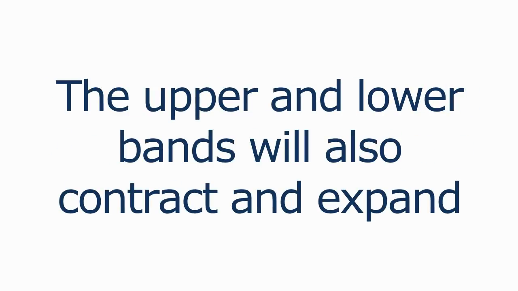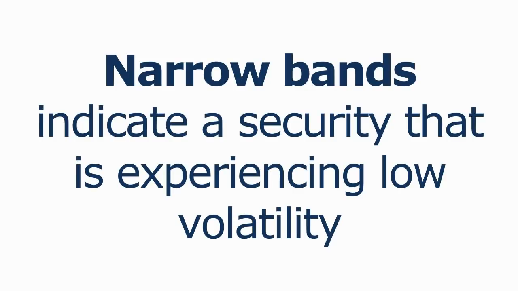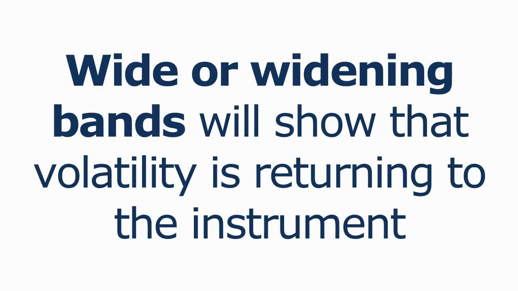Now, the upper and the lower bands are also going to contract and expand depending on the volatility of prices. The narrow band is going to indicate a security that's experiencing lower volatility. Wide or widening bands are going to show that the volatility is returning to the instrument.